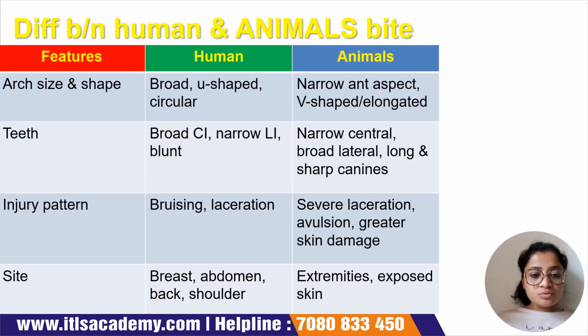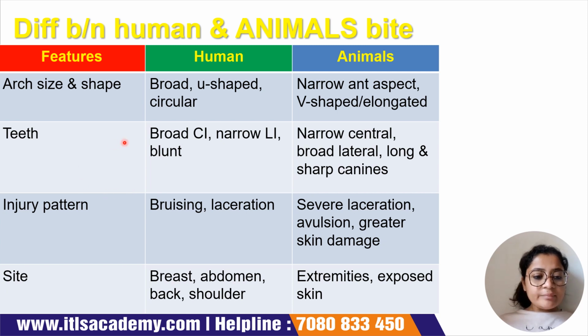Okay, so I've just given you a nice chart or a table, which will help you understand the basic differences between human and animal bite. So see, firstly, we will be talking about the arch size and shape. In humans, it will be broad, U-shaped, circular. In animals, it will be narrow, V-shaped or elongated because their tooth arrangement is also like that, V-shaped. Isn't it? Firstly, they are having the molars, then the premolars, then the canines, and then in the front, they are having the incisors. So the incisors are in the shape of an arc. So it will be a V-shaped thing.